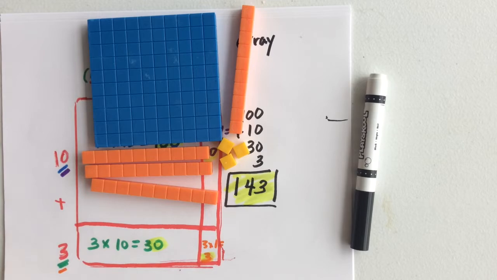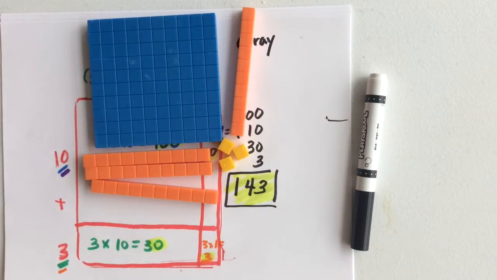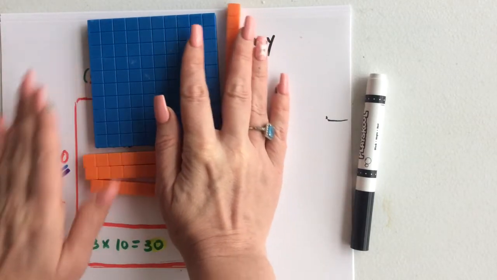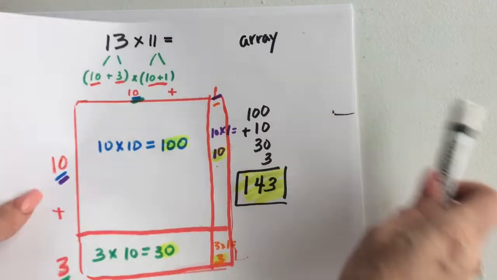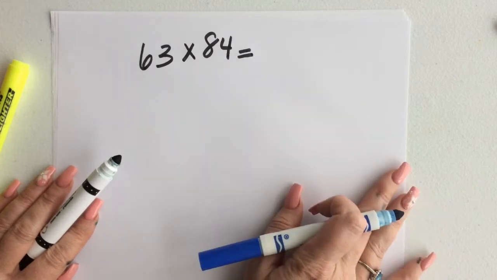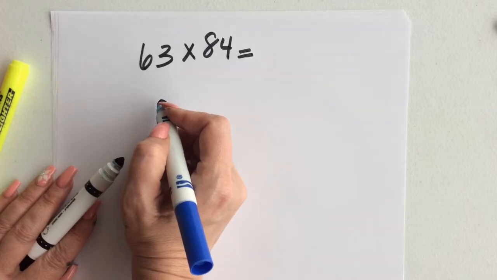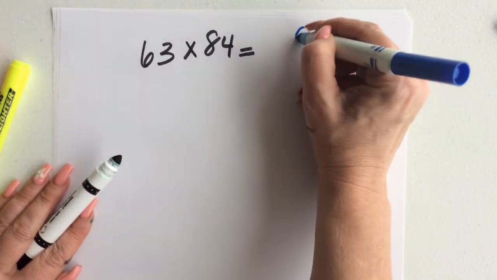So do you think we're ready to try one without making the base 10 model? I think so, because sometimes they're just gonna get bigger. And here's our last problem for the day. I don't know about you, but I do not want to get out that many base 10 blocks. But I know how to do an area model.